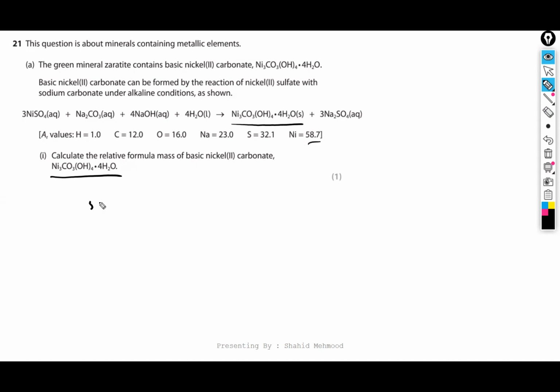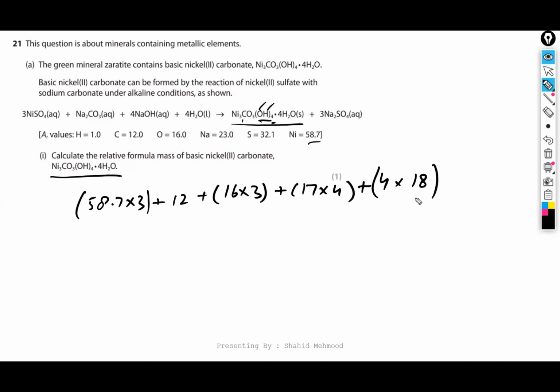This is the nickel atomic mass. So see here 58.7 times 3. It is better to put it in brackets because sometimes students are correct, but they don't use the calculator properly, so they lose the marks. Carbon is 1, so 12. No need of a calculator here. Plus oxygen is again 3, so 16 times 3. Then plus this is OH. Oxygen is 16 and hydrogen is 1, so again plus this is 4, and H2O mass is 18, so 4 times 18. When you calculate this, you will get 376.1. So this is the Mr of the basic nickel 2 carbonate.